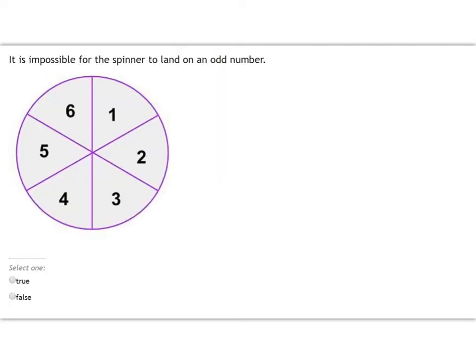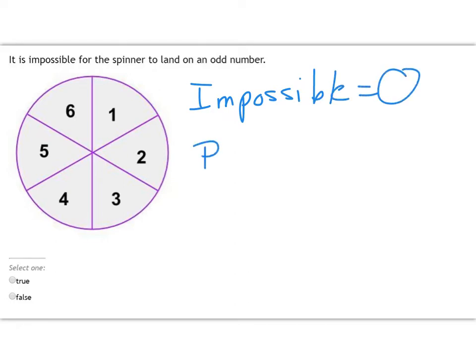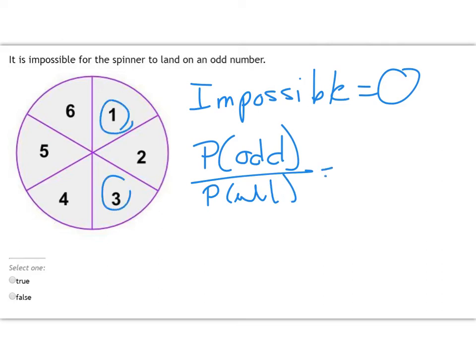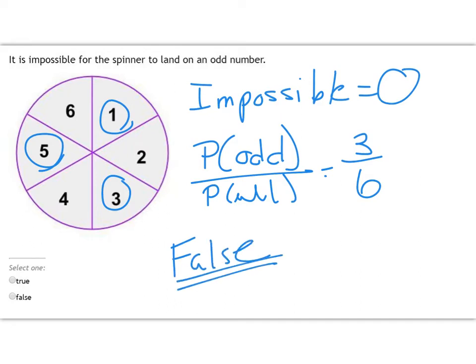All right, is it impossible for the spinner to land on an odd number? Impossible means that we are looking at a probability equal to 0. Well, if I look at the probability of spinning an odd on the spinner, it would be 1, 2, 3 possible outcomes out of 6. So this statement would have been false. There is a probability of landing on an odd number.